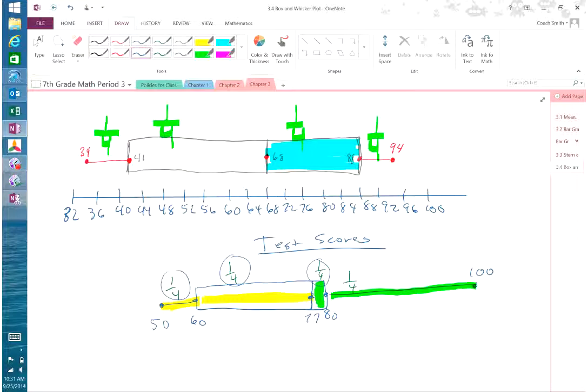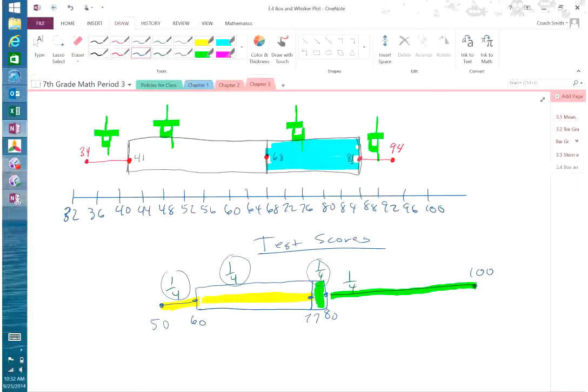I didn't make a good test, or maybe you don't know the material well enough, okay? And so that's one way that we could draw a conclusion about this data. We could say, hey, if test scores were 80 or below for three-fourths of the class, it should never be that way, okay?